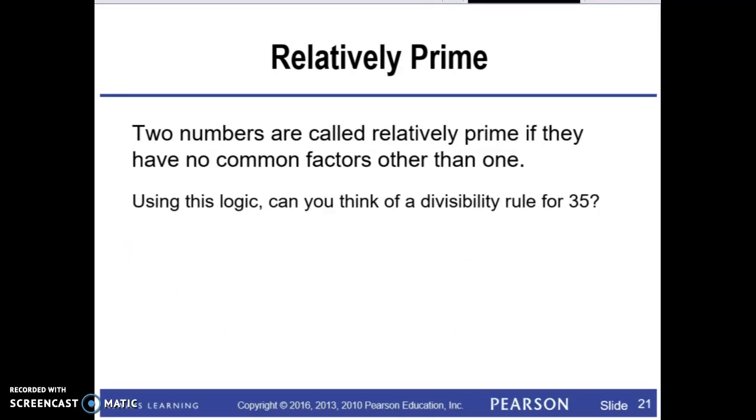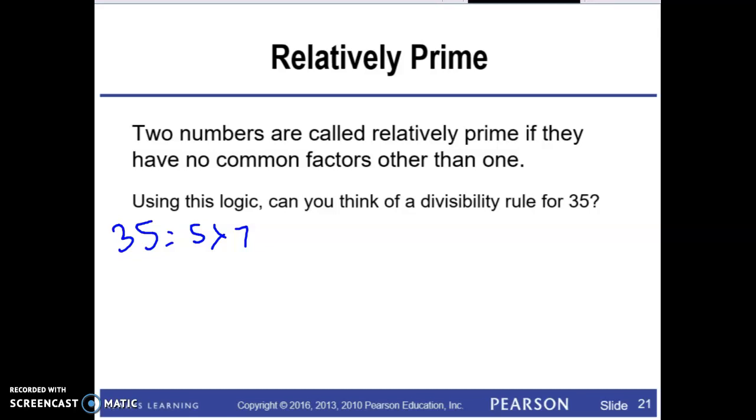Okay, so using all of this logic, what might we say for a divisibility rule for 35? I have this really long number and I want to know if it is divisible by 35. Well, 35 is equal to 5 times 7. It is the product of 5 and 7. 5 and 7 are relatively prime. They have no common factors other than 1. So therefore, my divisibility rule for 35 could be: if a number is divisible by 5 and the number is divisible by 7, then I know the number will be divisible by 35.